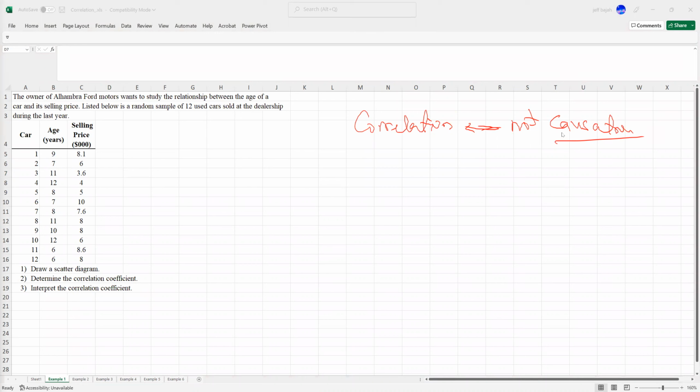Now, correlation does not achieve that. Correlation does two things. It shows you the strength of the relationship between two variables, and it also shows you the direction, whether it's positive or negative. It doesn't tell you if one variable affects the other, right? So two things can have a strong correlation or relationship, but they'll have no effect on the other. They could just happen by chance, right?